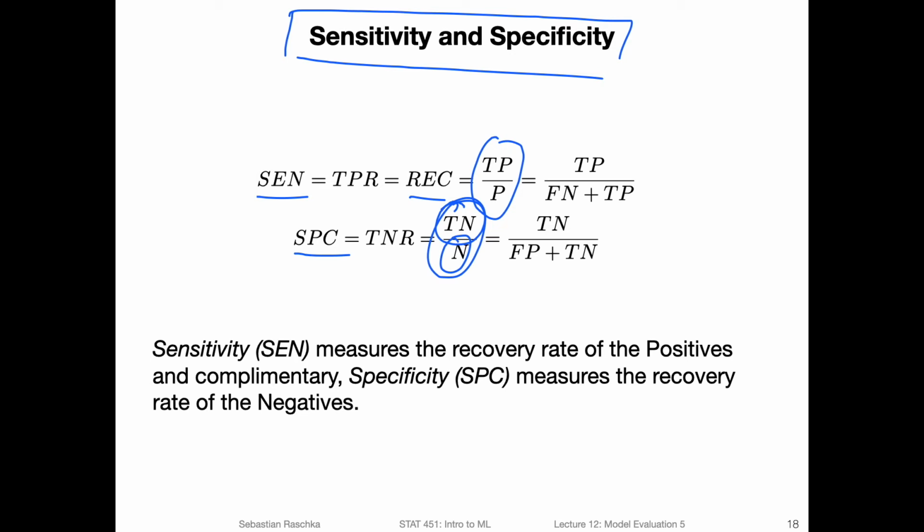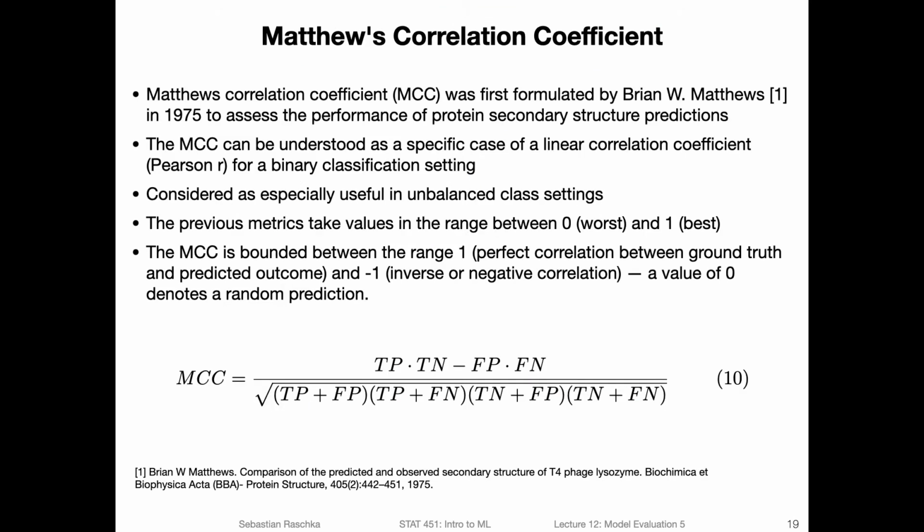Alright, so sometimes people also say it measures the recovery rate of the negatives, whereas the sensitivity measures the recovery rate of the positives. Okay, so lastly, there's one more thing, that's Matthews correlation coefficient. And this is also something that is commonly used in the context of biology, originally for assessing the performance of protein secondary structure predictions. So what is a protein secondary structure prediction?